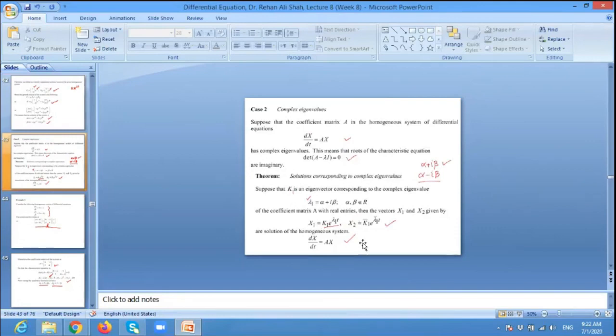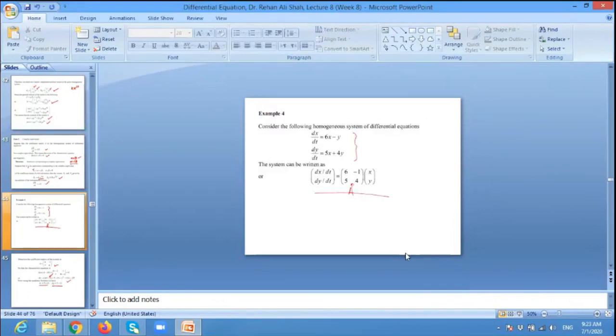Now the question is, if the roots of the characteristic equation, that is, the values of lambda, are complex. So this is a theorem. Suppose K is an eigenvector corresponding to the complex eigenvalue lambda 1 equal to this one. Suppose this is an example.